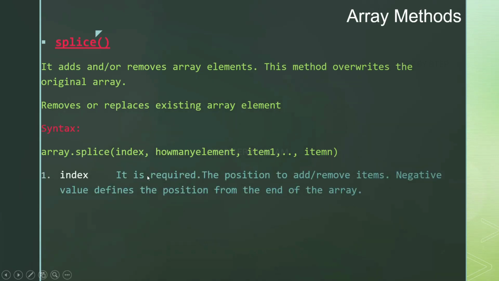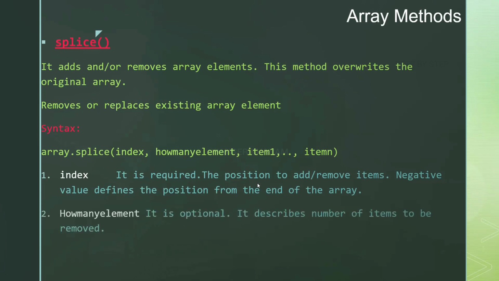Index number, it is required whenever we are using the splice method, and this will be the position to remove or add the items. And when we give this negative value, it will be defining the end position. From end it will be starting, and end position will be starting from -1, -2, -3, it keeps on going, but starting index will be starting from 0, 1, 2, 3 like that.